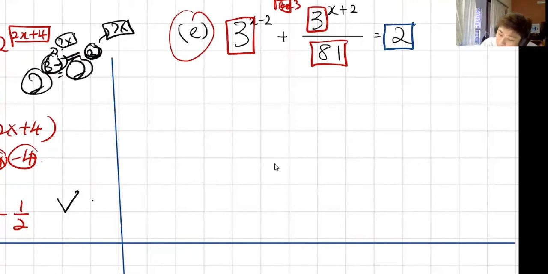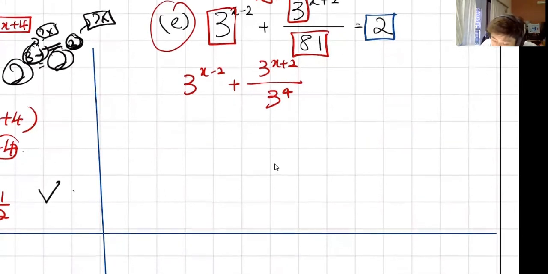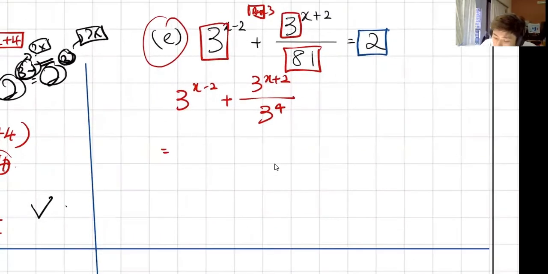I'll show you how. So what you do on the left is that you have 3 to the power of x minus 2 plus 3 to the power of x plus 2, and the bottom is 3 to the power of 4. 81 can be expressed as a base of 3. You must recognize it. Numbers like 3, 9, 27, 81, 243, these are the numbers you want to recognize that you can actually express them as 3 to the power of something. Or in other words, can be expressed as a base of 3. Okay, so what I do is that I try to combine everything on the left hand side.